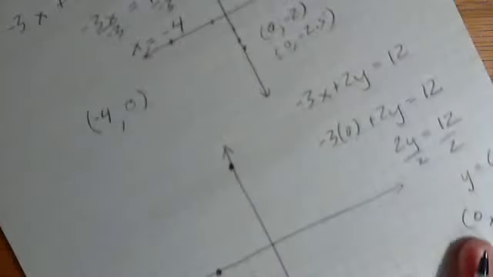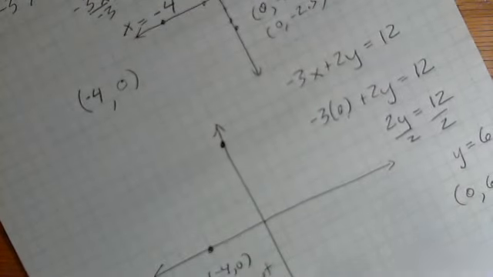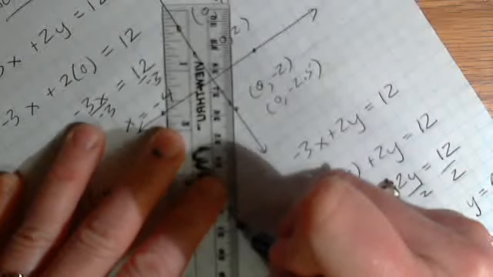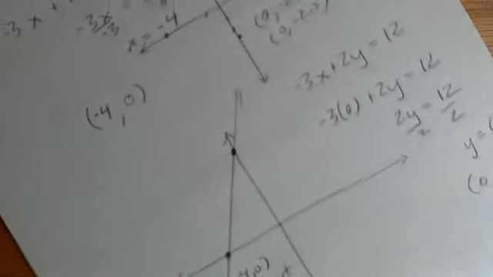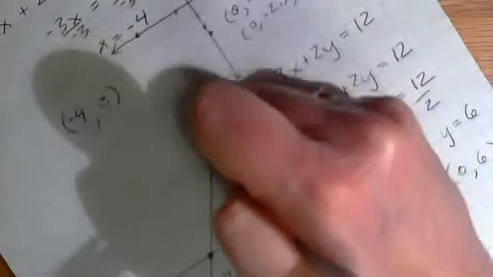Now I found 2 points that are on the line for the equation, negative 3x plus 2y equals 12. I grab a ruler at this point, and I connect those 2 points, and I have the graph for the equation negative 3x plus 2y equals 12. Now all you were asked to do was to find the x-intercept and the y-intercept. You didn't have to graph it, but I like to graph it so I understand what the purpose was.